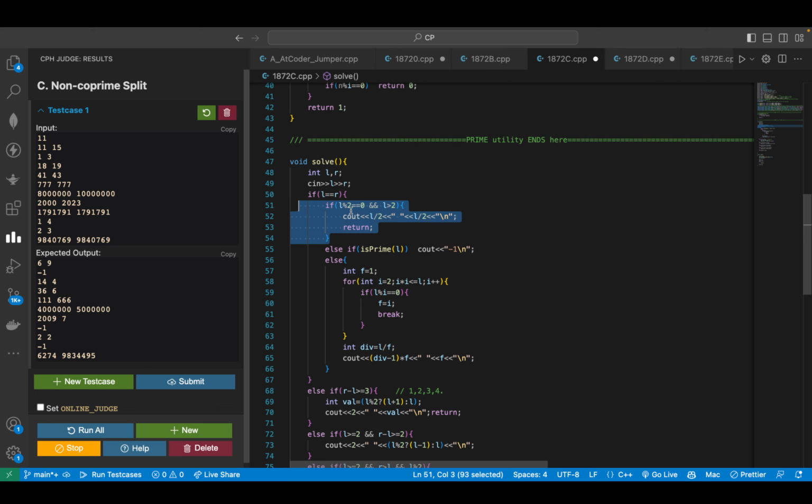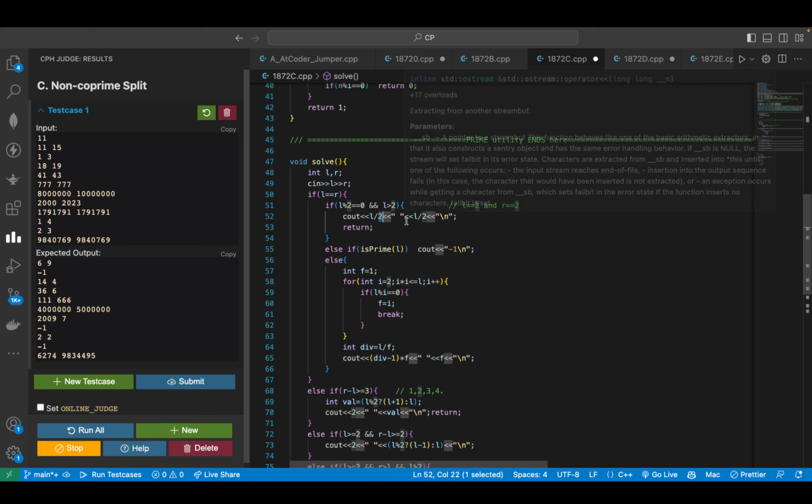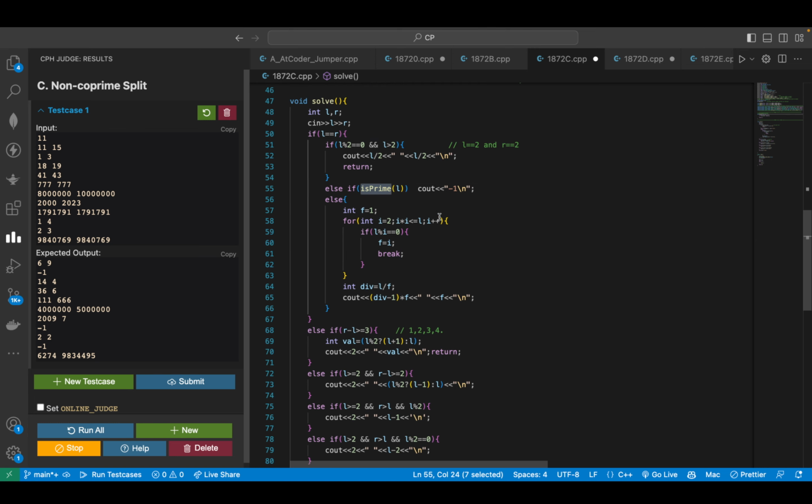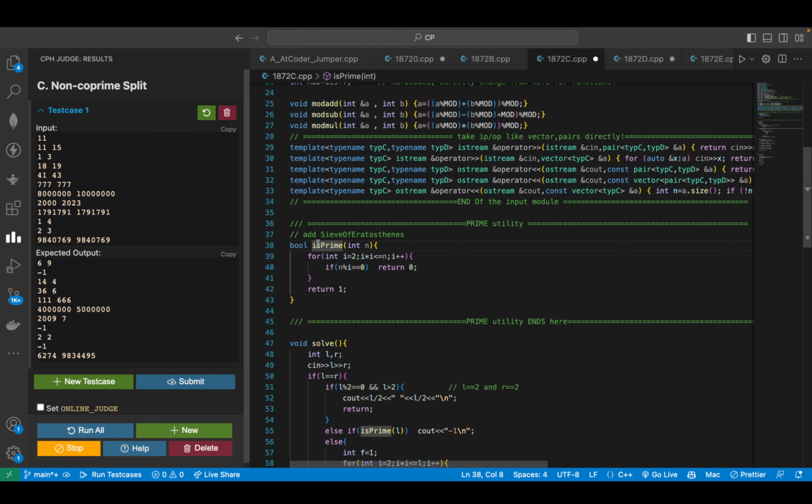But just to simplify it, if L is even and L is greater than 2, so just to get rid of that scenario wherein L is equal to 2 and R equal to 2, in this case the answer definitely doesn't exist, right? So I'm specifically checking this. If this is the scenario, then L by 2 and L by 2 would be the two numbers, because both of them are the same, so they won't be co-prime, and they would sum up to L, so that would be perfectly fine. Else if it's a prime number, I do have a formula written for prime.